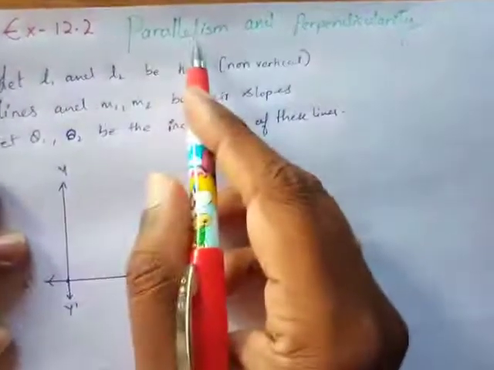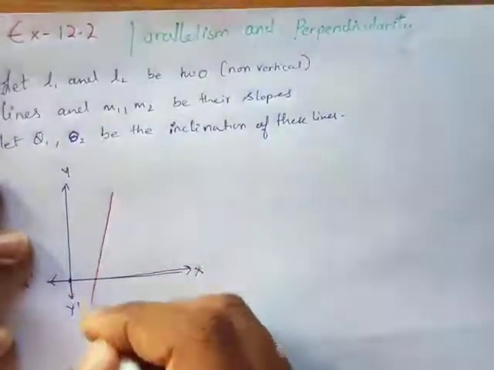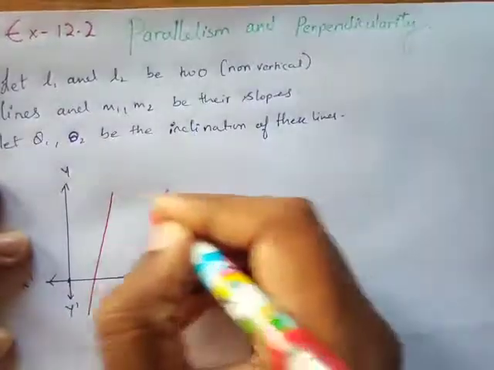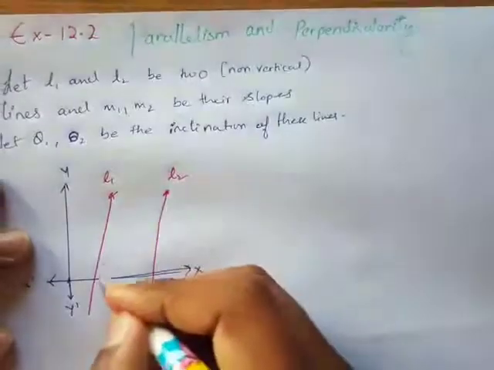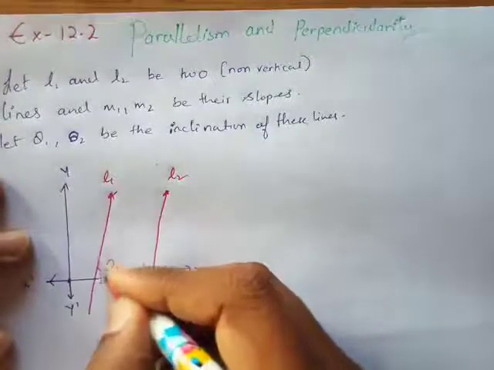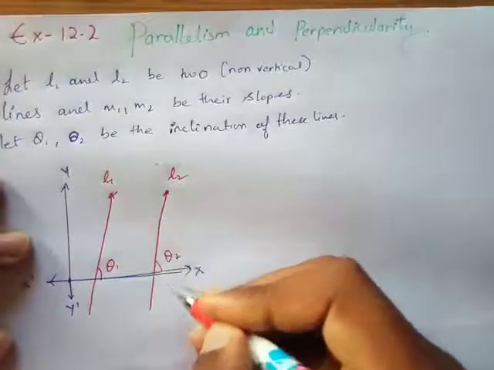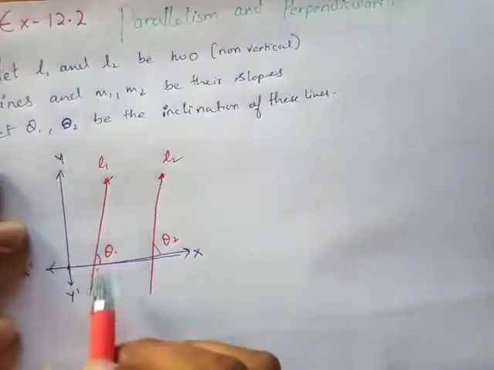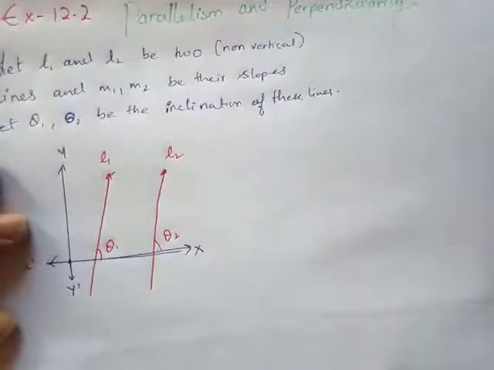First we are looking at parallelism. This is the line L1, and this is the line L2, and they both are parallel to each other. The angle formed with the x-axis by the first line is theta 1, and by the second line is theta 2. You might have studied in class 7 that when two parallel lines have a transversal going through them, this angle equals this angle. I hope everyone has studied that.